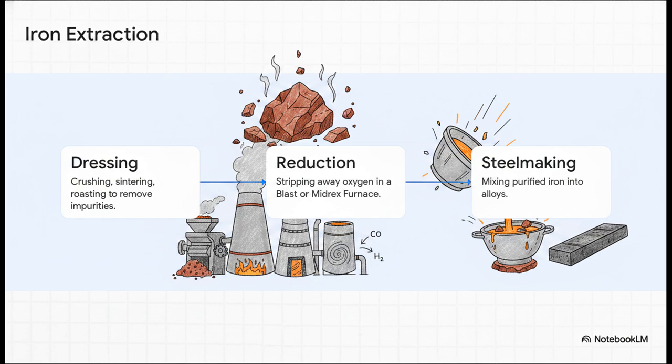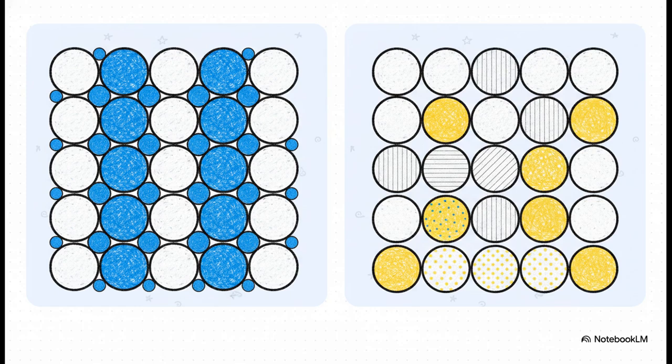First up is dressing, where we crush, sinter, and roast the ore to drive off moisture and impurities. Then we hit reduction, where we strip away the oxygen. We do this in either a blast furnace using carbon monoxide or a midrex furnace using water gas. Finally, we take that purified iron and move right into steelmaking. Because pure iron is way too soft, the crucial step is mixing it into alloys.